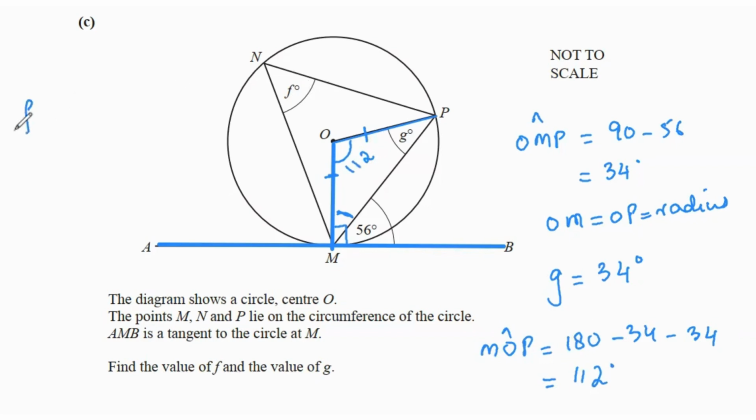So for angle F, it's going to be 112 divided by 2, which is 56. Now, the reason why we're dividing 112 by 2 is because in circle theorems, the angle at the center is twice the angle at the circumference. So F is at the circumference and 112 is at the center. So F is basically 112 divided by 2. And that's 56.